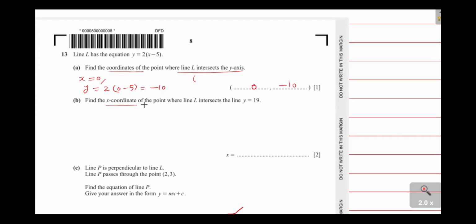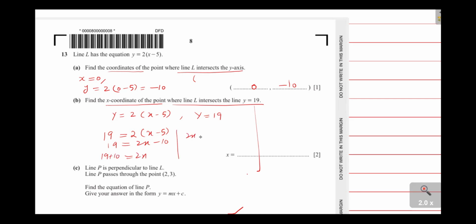Next, part B, find the x-coordinate of the point where the line intersects the line y equals 19. Look here, the first equation is 2 into x minus 5, and the second is y equals 19. Therefore, we will substitute the value of y, which is 19, in this equation. We write 19 equal to 2 into x minus 5, and we can write 2x minus 10, and we shift 10 from right to left, it becomes 19 plus 10 equal to 2x.